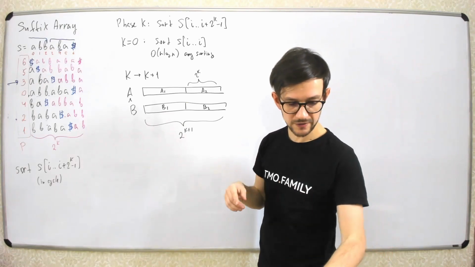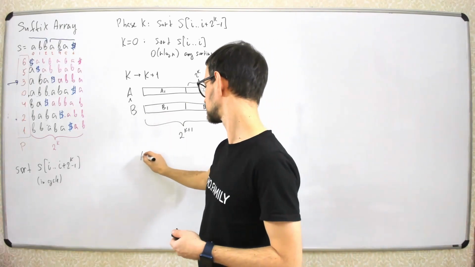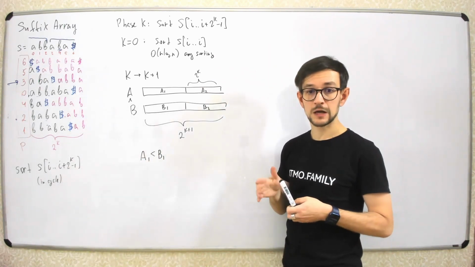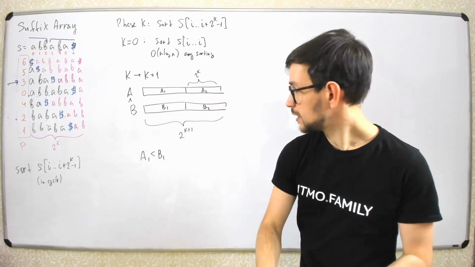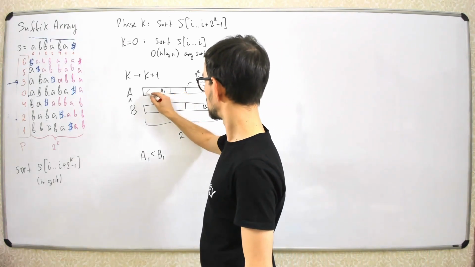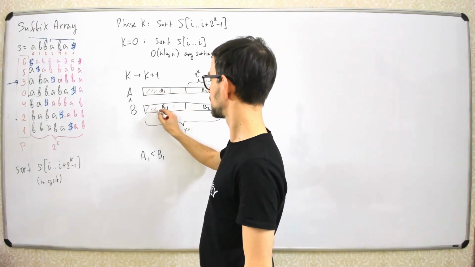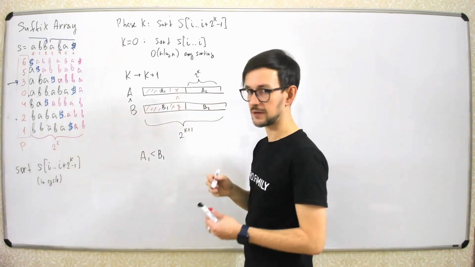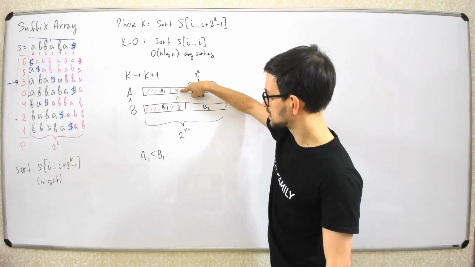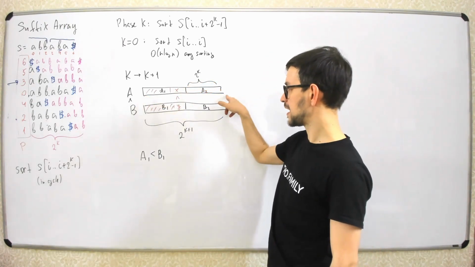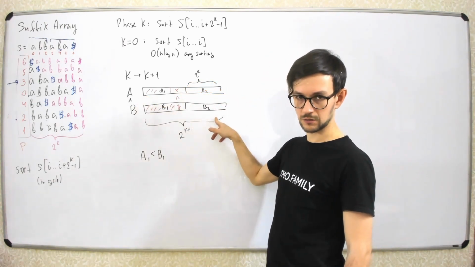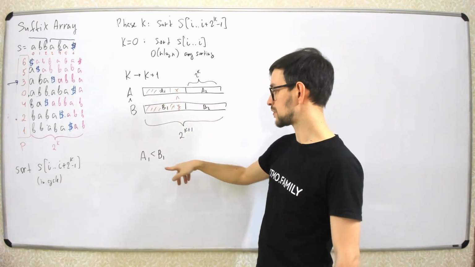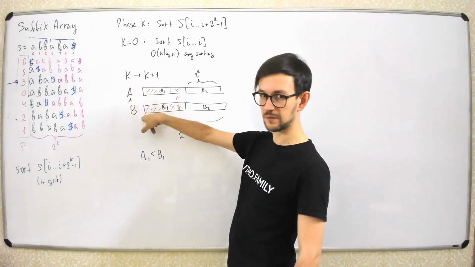So if A1 is less than B1, then what does it mean? It means we have some common prefix here, and then some character here, some character here, and this is less than this. So if A1 is less than B1, then the whole string A is less than string B, because we have the same common prefix and the same character here.